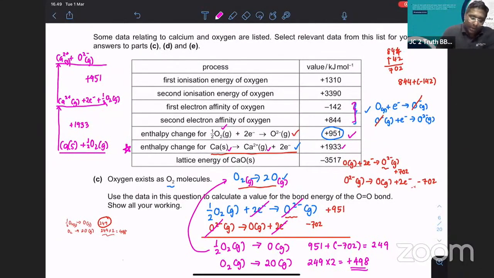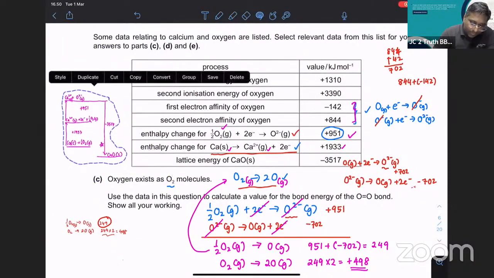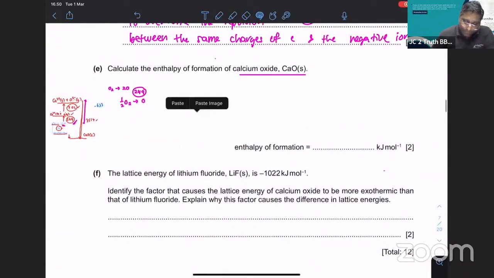Now I'm going to actually have the lattice energy. Lattice energy is going to be from the gaseous ions, then you are going to form the solid, the calcium oxide solid. That value is given as negative 3517. So if I select this and I bring it down, let me put it over here.